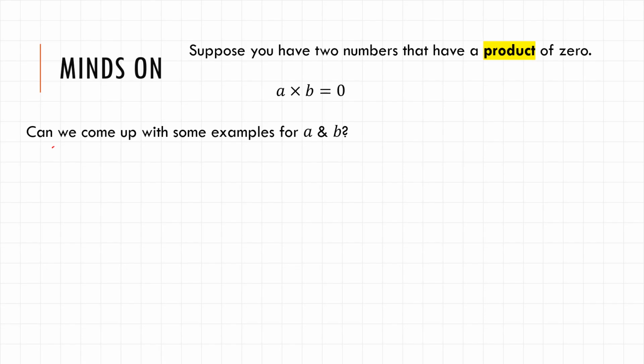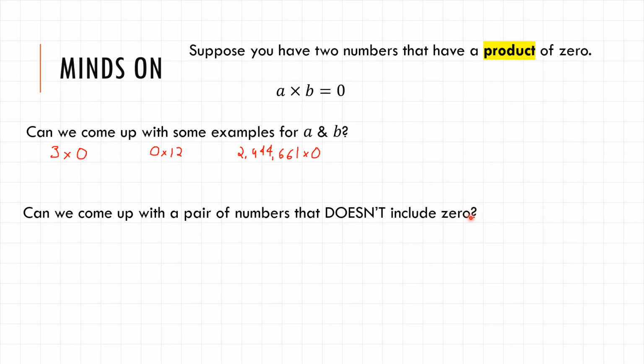Well, hopefully you could see that even if you take something like 3 times 0, that could be 0. The value of A could be 0, and the value of B could be 12. The value of A could be 2,944,661, and the value of B could then be 0. And all of these numbers, when we multiply the pairs together, we always get 0. Can you come up with a pair of numbers that doesn't include 0? Pause the video here and give that a try.